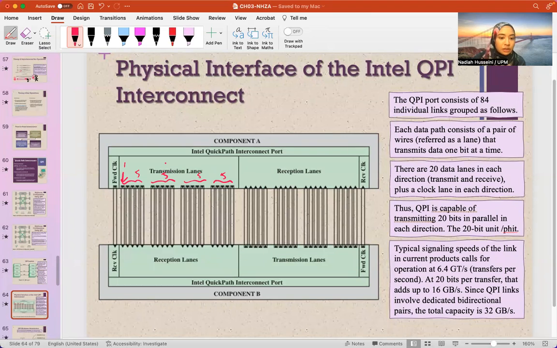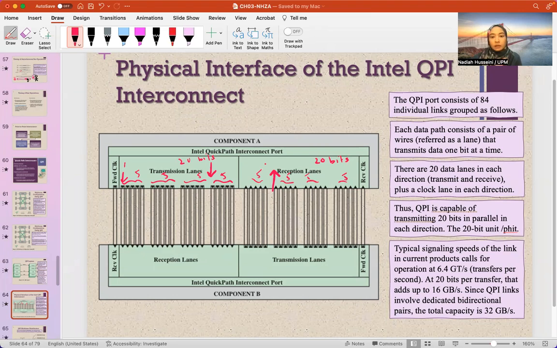What does it mean by each direction? This is the transmission and this is the reception, so they are moving in the opposite way. One is going down, the other is going up, because the transmission lane is over here and the reception lane is over here for the other side. So the QPI is capable of transmitting 20 bits in each direction. This one is also 20 bits, grouped in 5, also 5 over here.